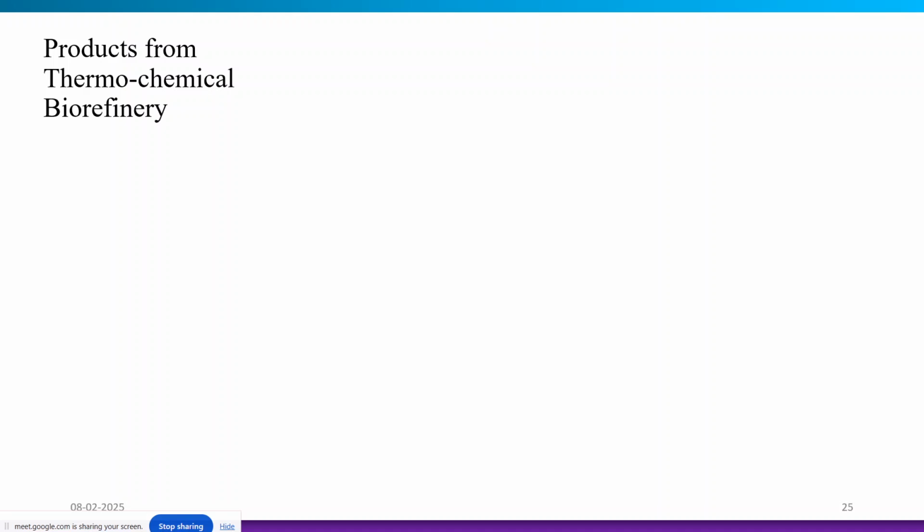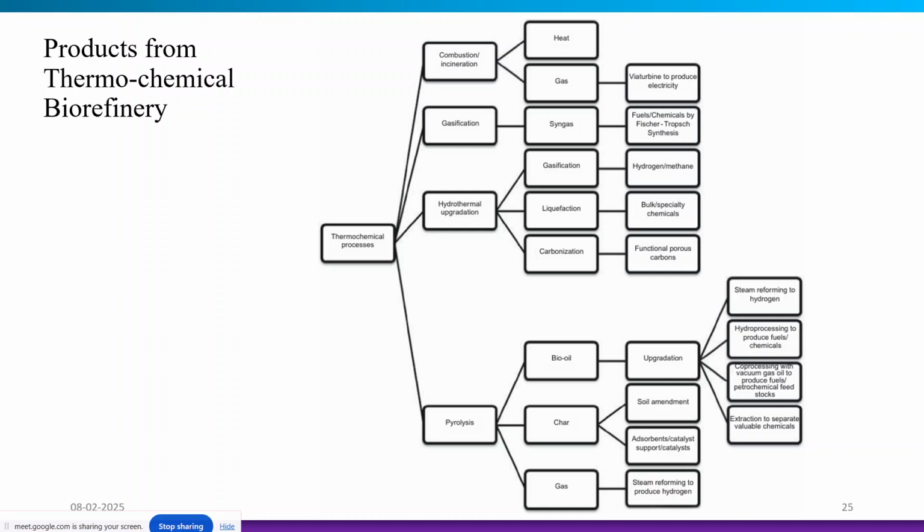So these are the products from the thermochemical biorefinery. Thermochemical process, combustion, mostly heat and gas are produced. Gasification, syngas, that is fuels and chemicals are further processed from the syngas by the Fischer-Tropsch synthesis method. Different chemicals are produced. Hydrothermal upgradation process where we get the hydrogen, methane, and bulk specialty chemicals and other functional porous carbons. Pyrolysis, where we get the bio oil, char, and gases.